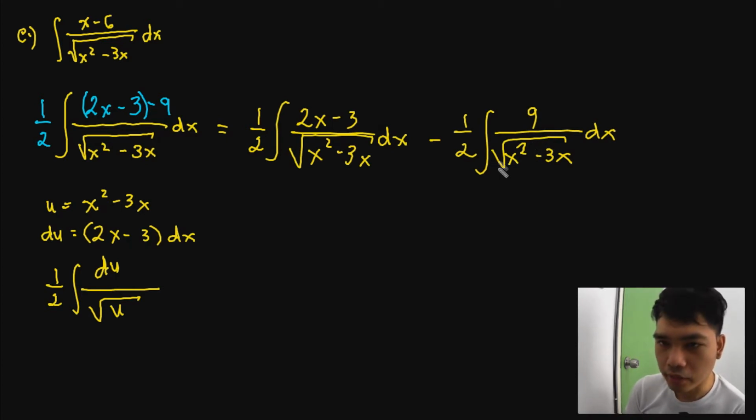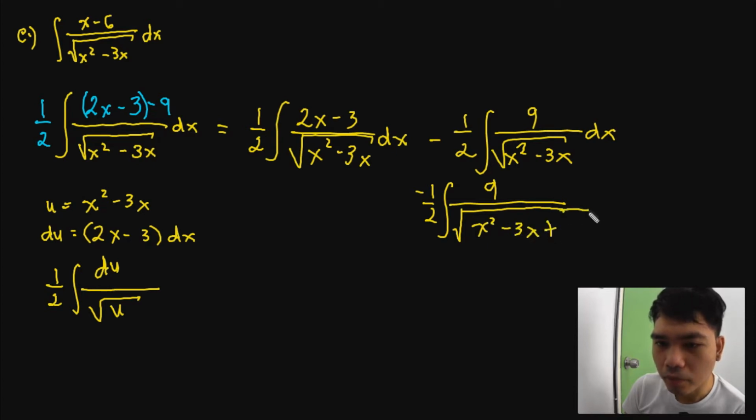So in this case, this portion, I'll complete the square, so magiging negative 1/2 the integral of 9 divided by the square root of x squared minus 3x plus. So, di ba, pag kinomplete natin yung square nito, divide lang natin itong 3 by 2 and then i-square natin siya, so magiging 9 over 4. Okay? And then, whatever you add, you subtract.